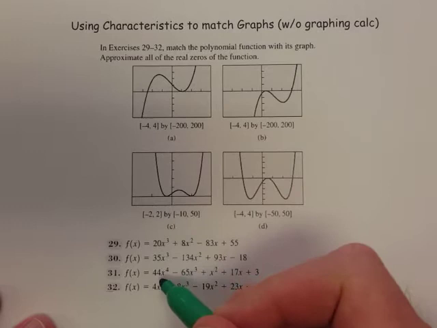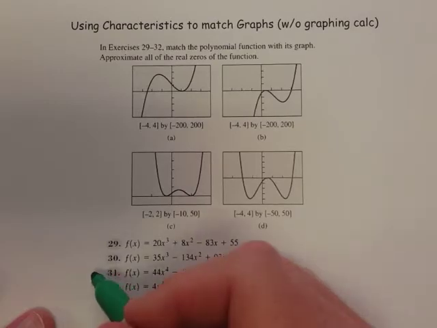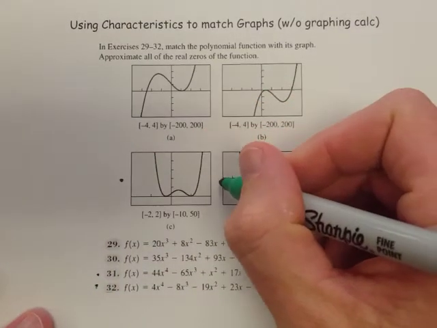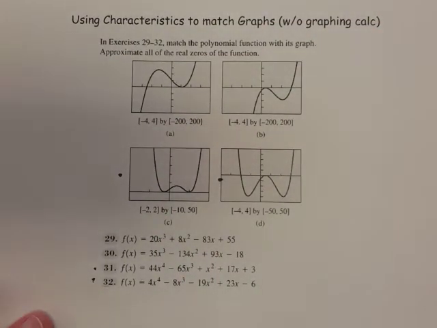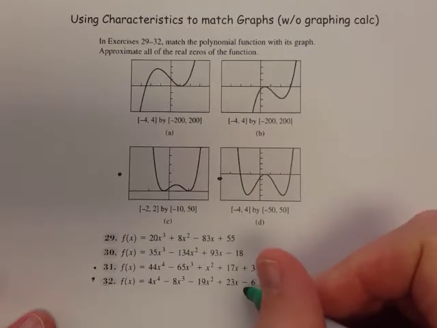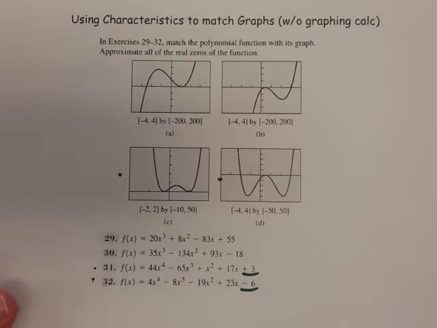So if they're evens, I kind of like to start with that because I know that both ends are going to go the same direction. So 31 and 32, those are somehow going to go along with one of these 2 graphs. They're both going up, so it's kind of hard to tell the difference. The only real thing that can make you tell the difference in this case is the fact that this has a -6 and this has a +3 as your y-intercept.